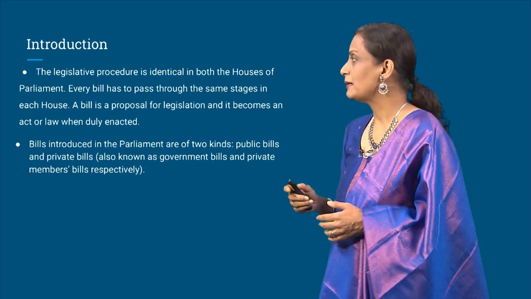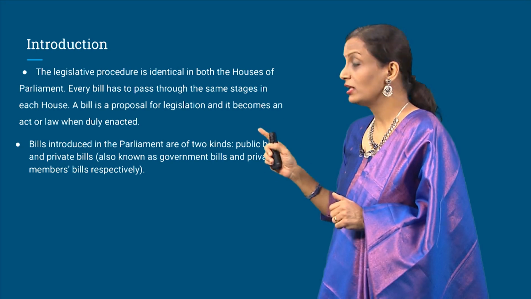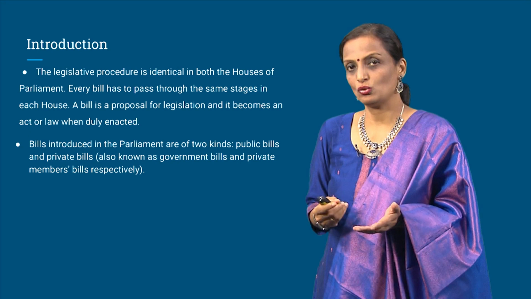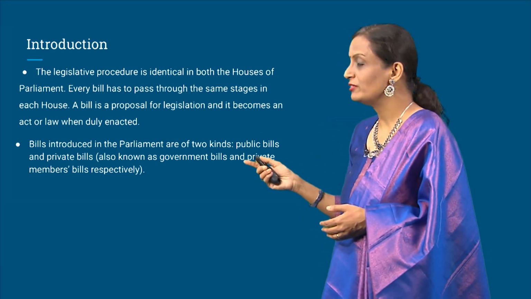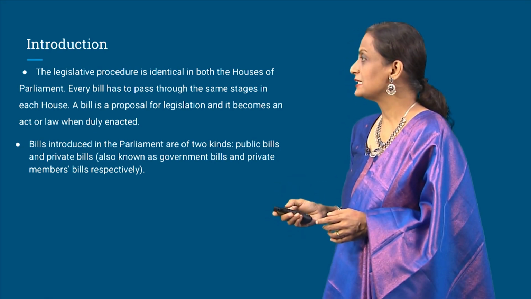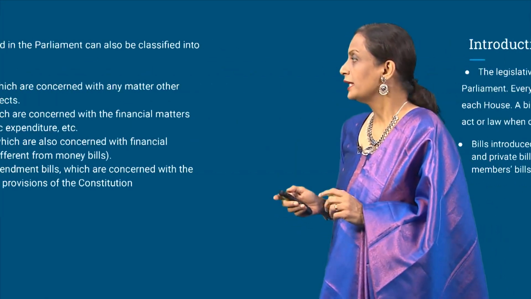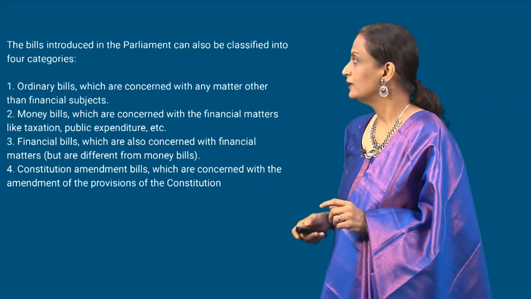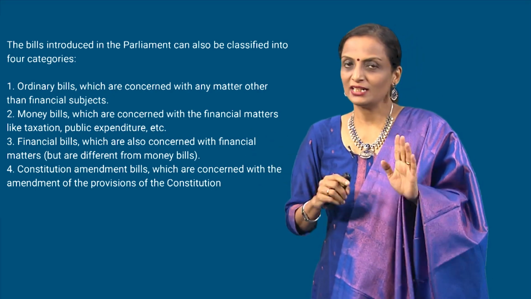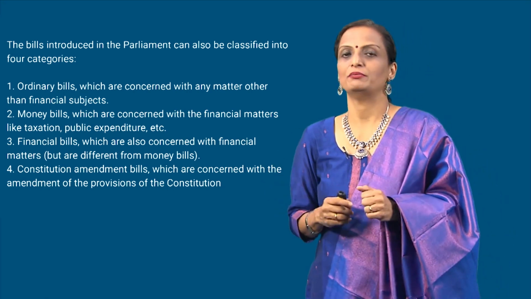Bills introduced in the Parliament are of two kinds. One is the public bills and the other is known as the private bills, otherwise known as government bills and private bills. So, the two bills which we understand are the private bill and the public bill. The bills introduced in the Parliament can also be classified into four categories.